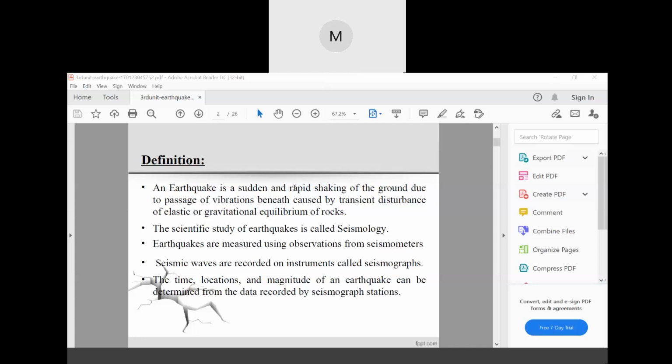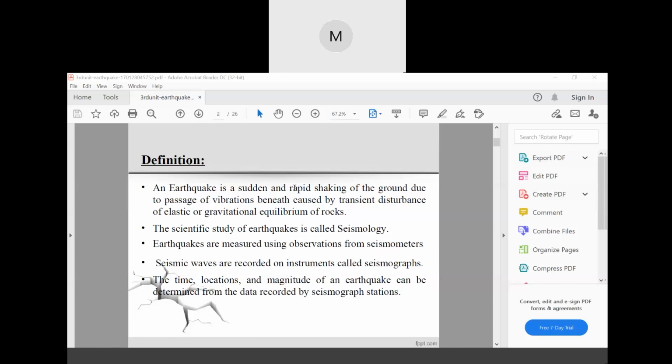Now, as per definition, an earthquake is a sudden or rapid shaking of the ground. The scientific study of earthquakes is basically called seismology. Earthquakes are measured using observations from seismometers. Seismic waves are recorded on instruments that are called seismographs. The time, location, and magnitude of an earthquake can be determined from the data recorded by seismograph stations.